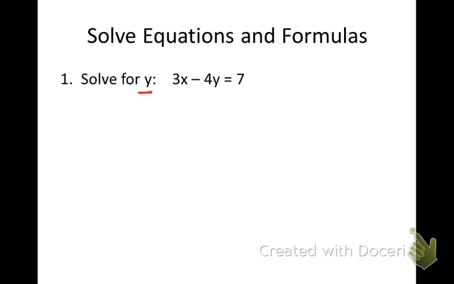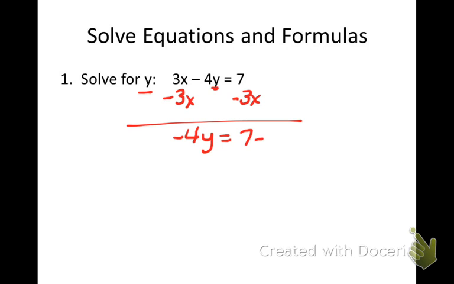So I am trying to get the y by itself. So I look over here, here's my y, so I got to get rid of things over here. Just like before, we want to get rid of anything added or subtracted first. So I want to subtract 3x from each side. That leaves me negative 4y, and I can't really simplify this, so it's just 7 minus 3x. So there's no math that you actually have to do there.